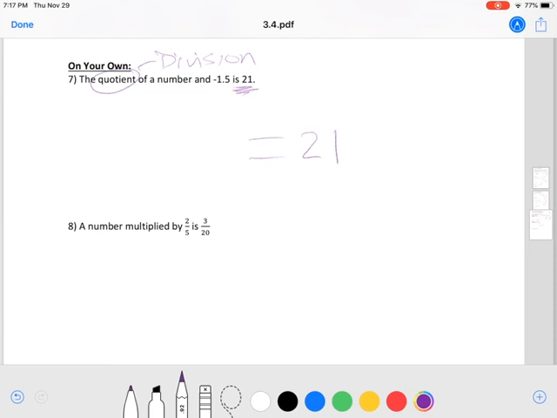So hopefully you guys thought about this a little bit. So the quotient of a number, so you can pick any letter you want. So I'm just going to do x. The quotient of a number and negative 1.5. So x divided by negative 1.5 would equal 21. And if you wanted to pause the video here just for practice and undo the operation to figure out what x is, you're more than welcome to do that. Remember, if you're undoing division, you would multiply by both sides to figure out what x is.